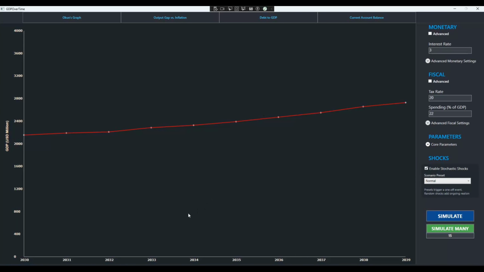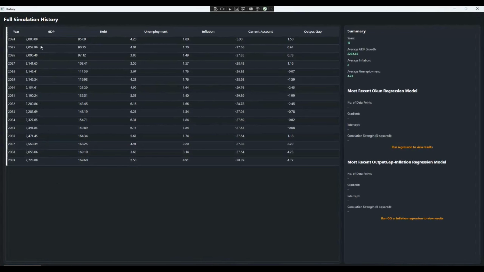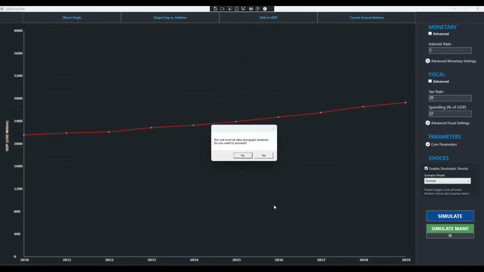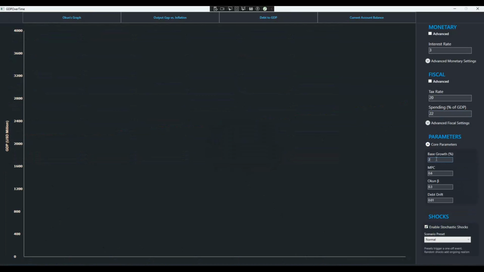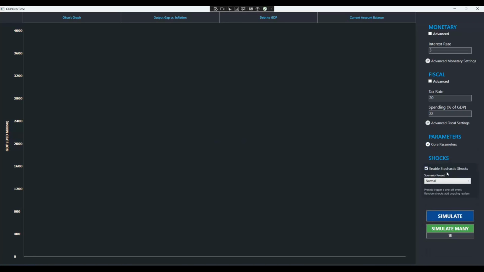So once again, upward trajectory trend line. Viewing the analysis, we start at 2052 and end at 2,700. Now, if we reset the simulation and increase base growth to, let's say, 5%, you should see an increase in the trajectory with a steeper gradient for GDP over time, indicating stronger growth over time. And we can compare that in the analysis tab.